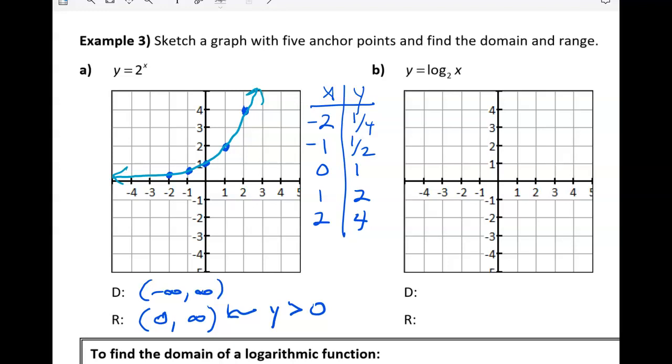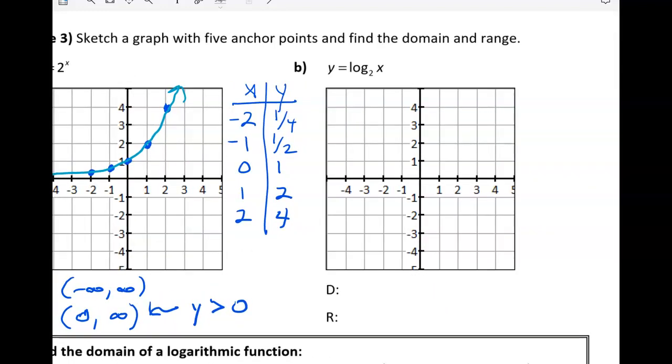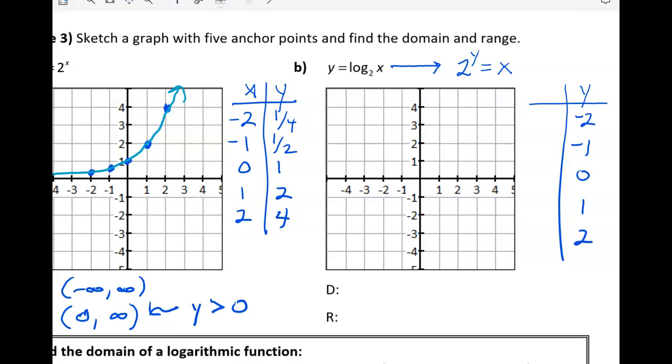Let's take a look at our log function now. The log function may be a little bit harder to create a table for, so let's write it in its equivalent exponential form. The base is 2, the logarithm equals the exponent, so the exponent must be y, and that's equal to x. So it's going to be easier for us to plug in y values, which are the exponents, and we can plug in those same values that we used before for the exponent, and then compute the x values. If y, the exponent, is -2, then x must be 1/4, and so on, 1/2, 1, 2, 4.